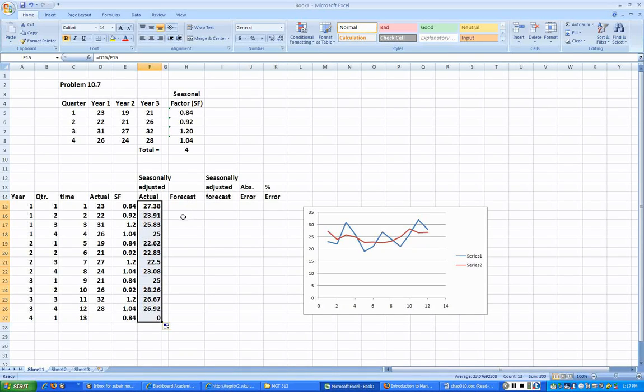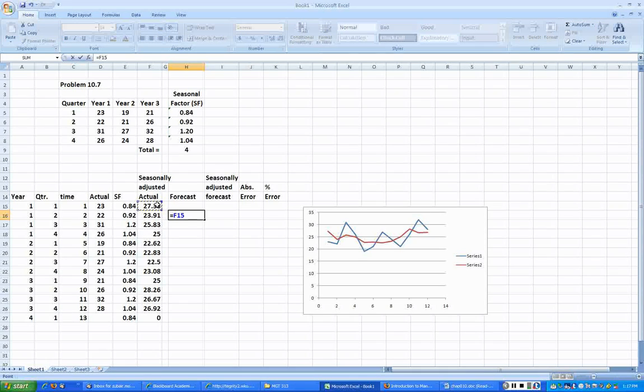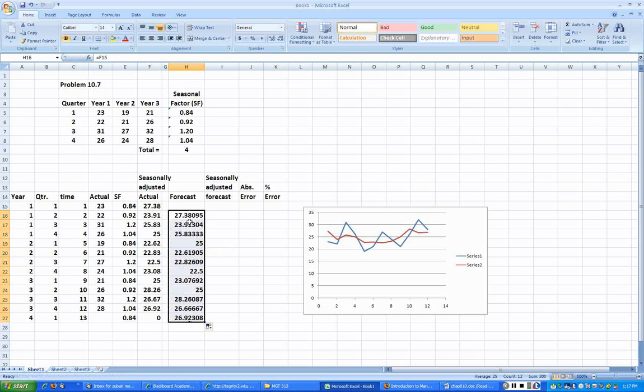Okay, now the forecast based on the last value method here would be, the forecast for this period would be the seasonally adjusted actual value of the previous period based on the last value method. Copy the formula down, and let us decrease them to 2 decimal places. So this would be the forecast based on this.